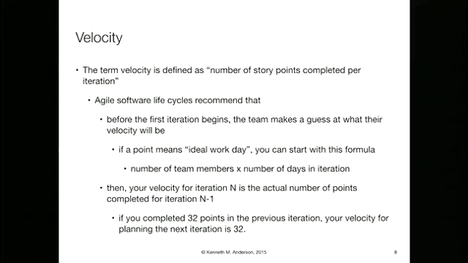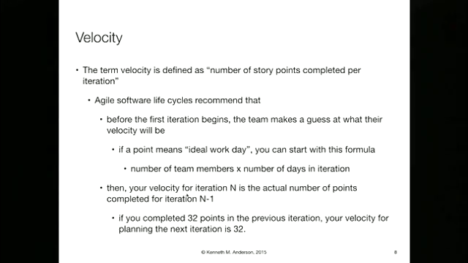Now, Agile software lifecycles recommend that before the first iteration begins, the team just makes a guess at what their velocity will be. If your point means ideal workday, you can start with a very simple formula: how many days are in the iteration and how many team members do we have, and then multiply those two together, and that's your velocity. We're going to be optimistic here, and everybody can put in an ideal workday every day of this iteration. So you have 5 people, and your duration is 10 working days. You've got 50 points to play with. That becomes your velocity, and then you start to do your planning. You just do that because you don't have any other information at the time.